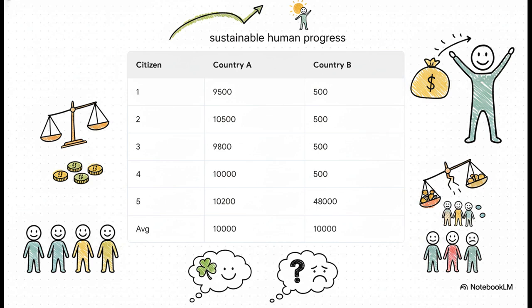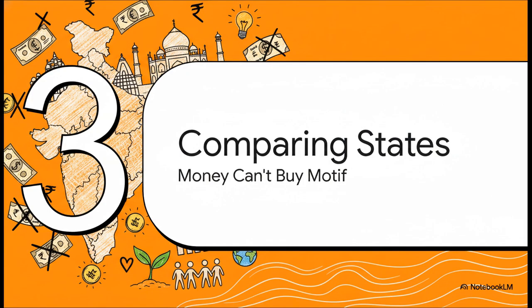Country B has extreme inequality. 4 citizens are practically destitute, making just 500 rupees, while one person is hoarding almost all the wealth, pulling in 48,000. Country A, though, much more equitable. Everyone makes right around 10,000. If you had to enter a blind lottery to be a citizen in one of these places, you'd absolutely pick Country A, wouldn't you? So while averages are mathematically useful, they can totally mask how wealth is actually experienced on the ground. Let's move to Section 3.